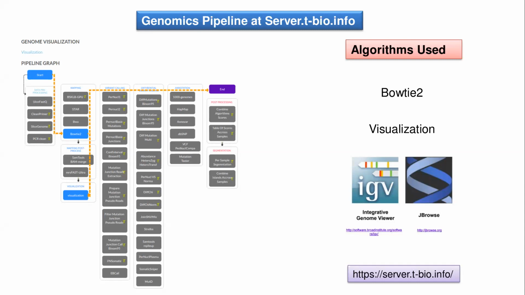So the first thing I would like to tell you is that in this pipeline, we use two algorithms, basically Bowtie2, and we use something called visualization. As a part of visualization, as a part of the platform, there is something called JBrowse.